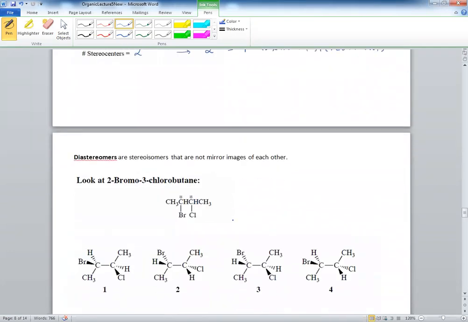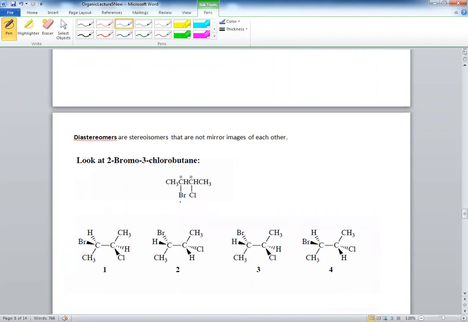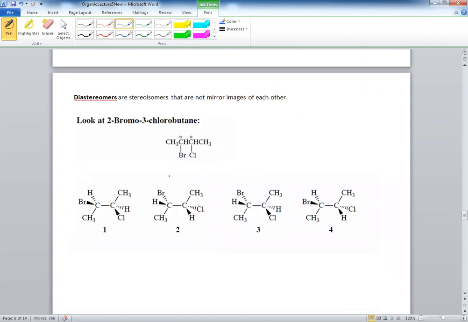Okay, so let's look at diastereomers. As I said, diastereomers are stereoisomers that are not mirror images of each other, and therefore they're not superimposable. That doesn't apply here, right? So let's look at 2-bromo-3-chlorobutane. Again, it has 2 different stereogenic centers, 2 of them right there.